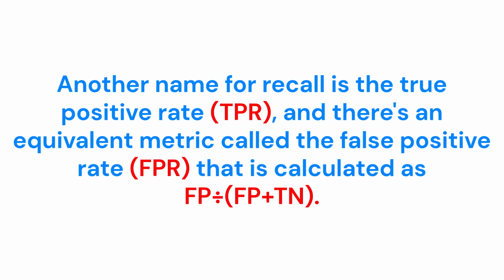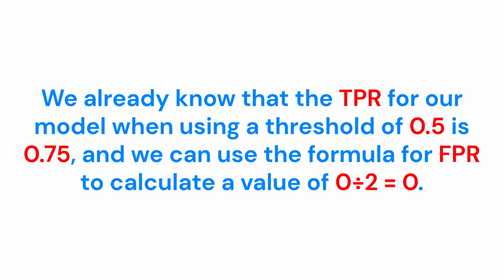Another name for recall is the true positive rate, TPR, and there's an equivalent metric called the false positive rate, FPR, that is calculated as FP / (FP + TN). We already know that the TPR for our model when using a threshold of 0.5 is 0.75, and we can use the formula for FPR to calculate a value of 0.2. Of course, if we were to change the threshold above which the model predicts true, 1, it would affect the number of positive and negative predictions, and therefore change the TPR and FPR metrics.